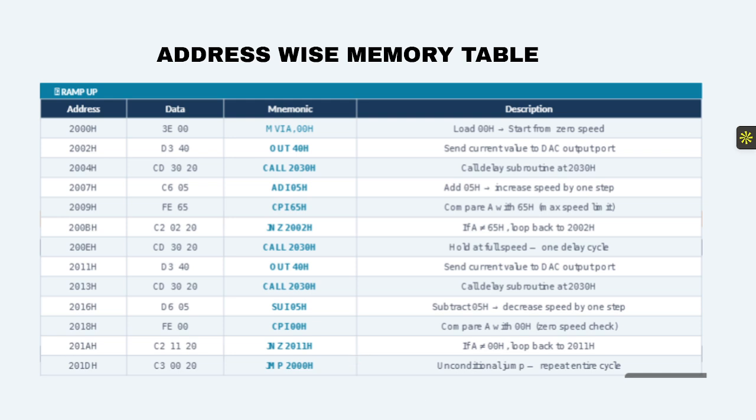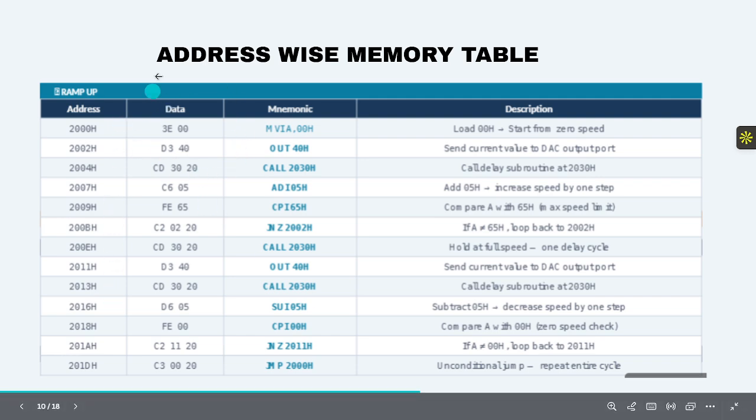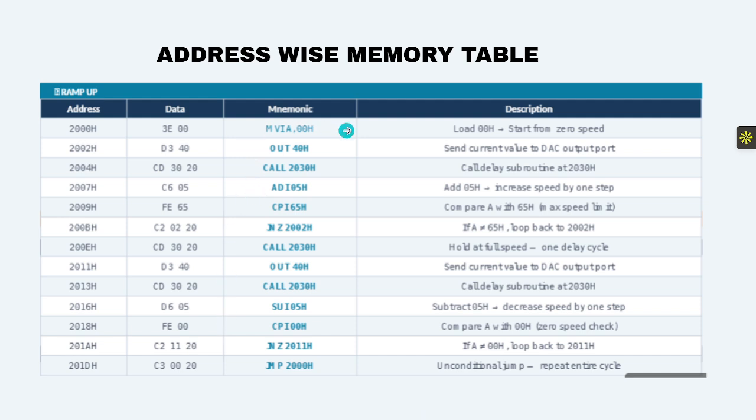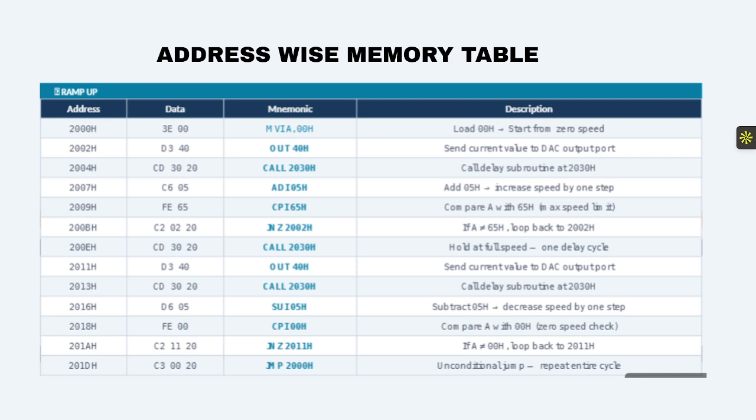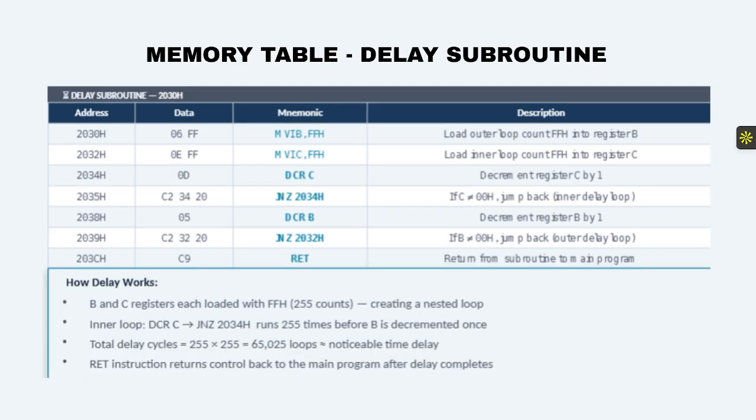So next is the address wise memory table. Here is the address, here is the opcode, and here are the mnemonics. So this is all that we discussed recently. So this is the memory table where we generate the delay subroutine.